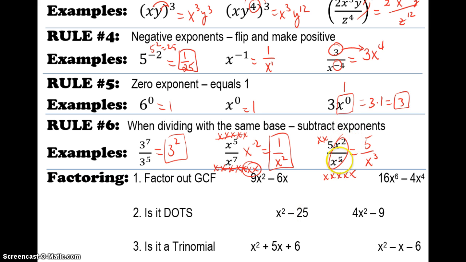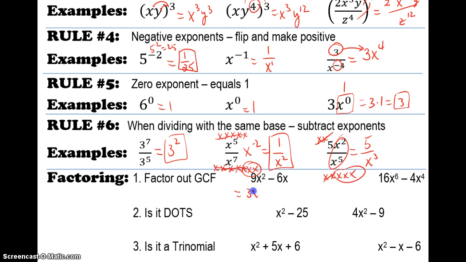Again, either you can take 2 minus 5, and x to the third would be on the bottom. You can cancel out 2 of the x's, and you'd be left with x to the third. Factoring we've just been through, but just want to remind you of a few things, just like factoring out the GCF first.